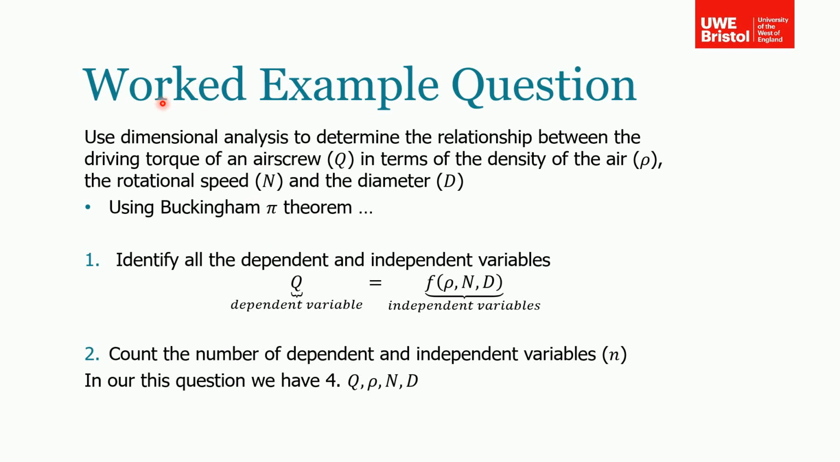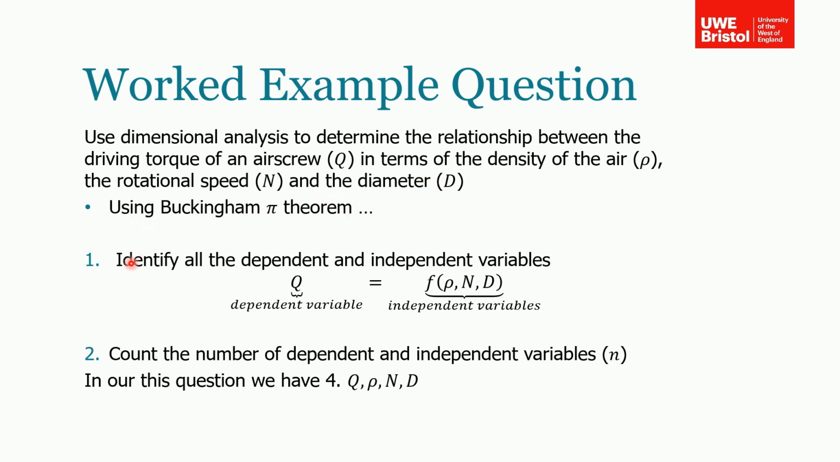I'm going to show you another worked example using the Buckingham Pi theorem. In this question, you're asked to use dimensional analysis to determine the relationship between the torque of this air screw, which is Q, and you've got to develop a relationship in terms of the density, the rotational speed, and the diameter, using the Buckingham Pi theorem.